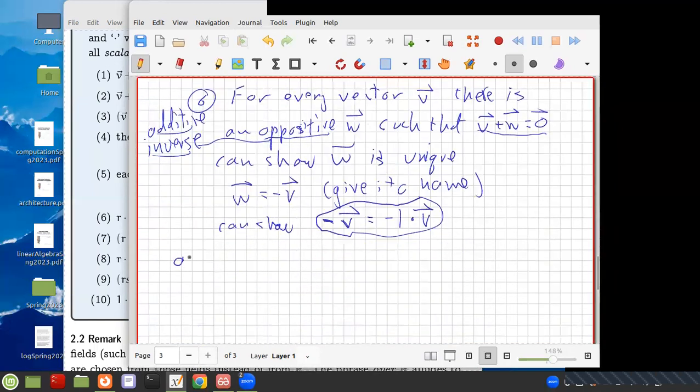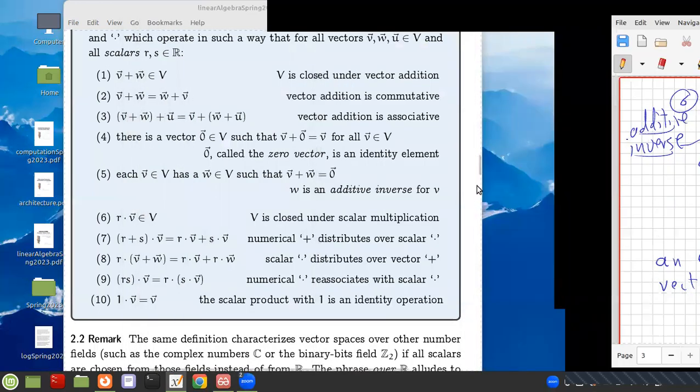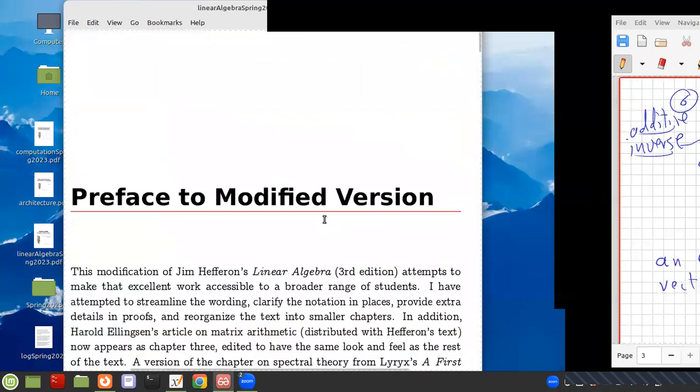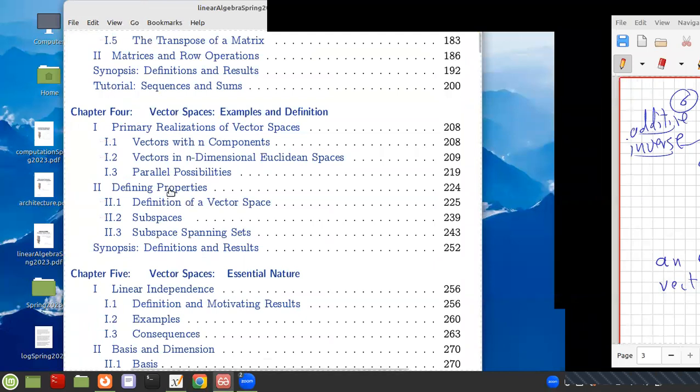Okay, so this is the external behavior. This is sort of an external characterization of a vector space. And so we want to go on and find a way to see what it looks like inside, internally. And that is the topic for today.